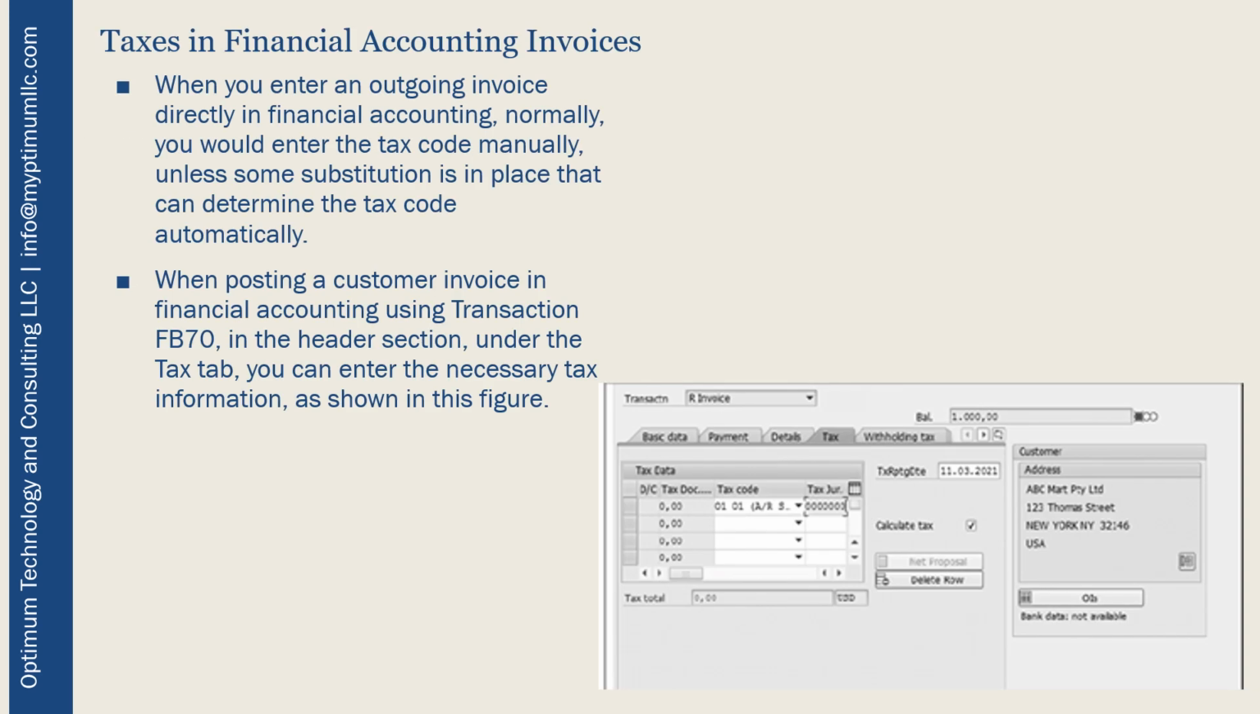Taxes in financial accounting invoices. When you enter an outgoing invoice directly in financial accounting, normally, you would enter the tax code manually, unless some substitution is in place that can determine the tax code automatically. When posting a customer invoice in financial accounting using transaction FB70, in the header section, under the Tax tab, you can enter the necessary tax information, as shown in this figure.